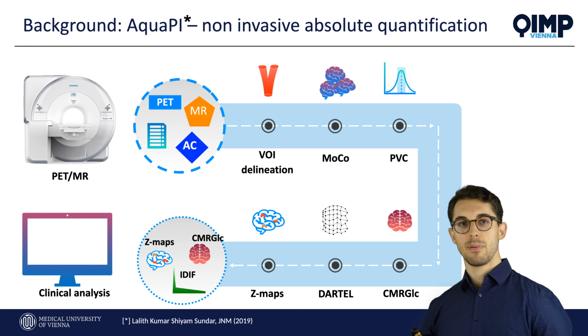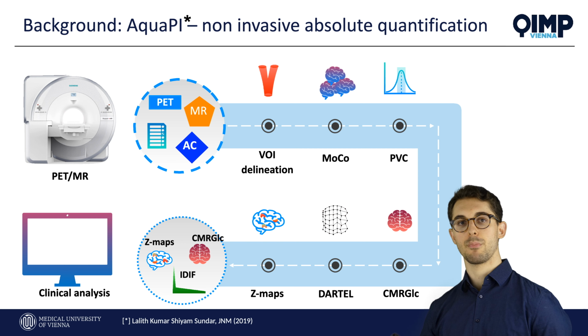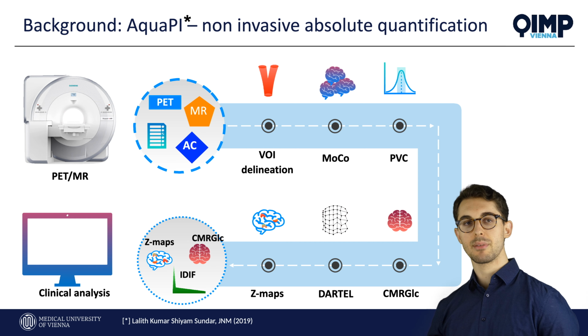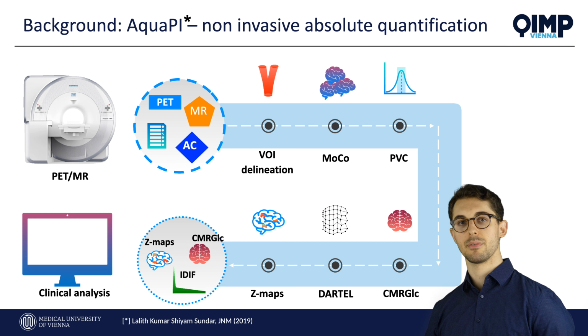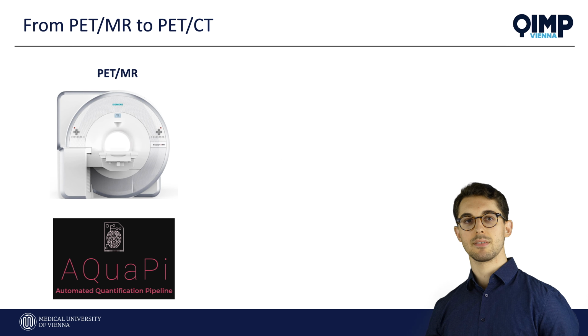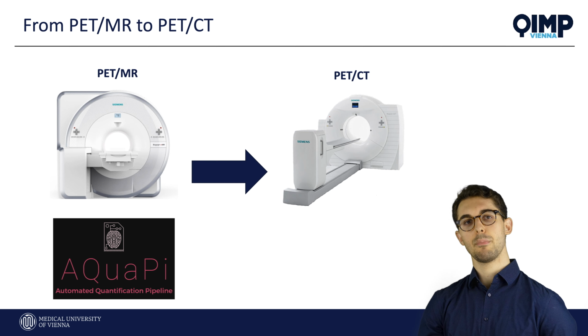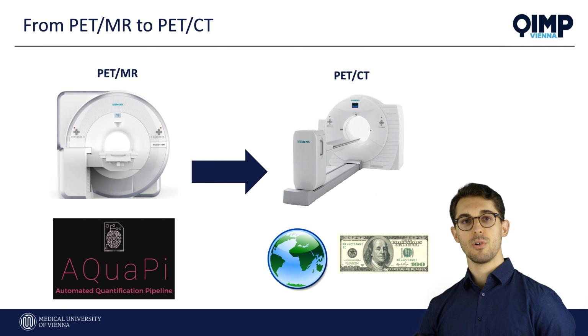The software AquaPy utilizes, in a synergistic way, both the structural information of the MR and the functional information of PET data from an integrated PET-MR system to produce cerebral metabolic rates of glucose maps. The pipeline is fully automatic and is meant to help clinicians in the diagnosis of epilepsy. AquaPy was developed for an integrated PET-MR system, but it would be more valuable if we translated it to a PET-CT, which is much more widespread and less expensive than a PET-MR.